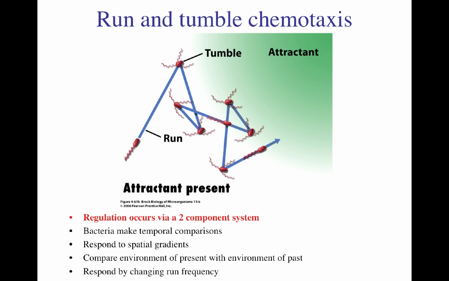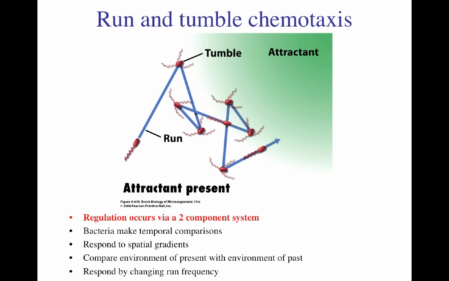Let's look at another example in which the two-component system is used to control cell behavior, and that is going to be the run and tumble behavior in chemotaxis. So bacteria, as you know, are making temporal comparisons. They're trying to determine in which direction they are going. So they're going to have a response to those spatial gradients.